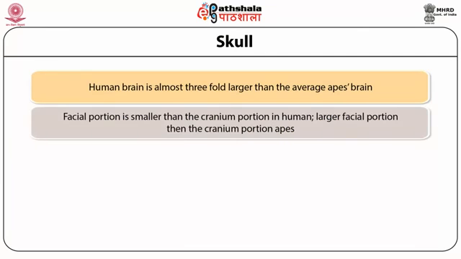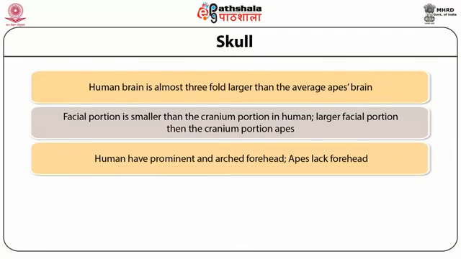Consequently, the facial portion is reduced and becomes smaller than the cranial portion in humans. However, apes have a larger facial portion than the cranial portion. In humans the face also becomes more vertical than that of apes. Humans have a more prominent and arched forehead. Apes lack a forehead. The frontal and parietal tuberosities are well marked in the human cranium compared to that of apes. The occipital bone is well arched and more protruding in humans compared to apes.